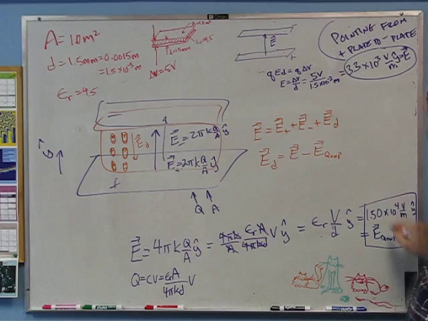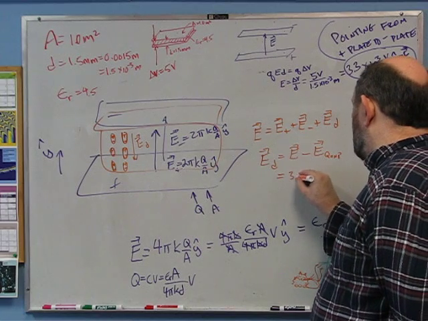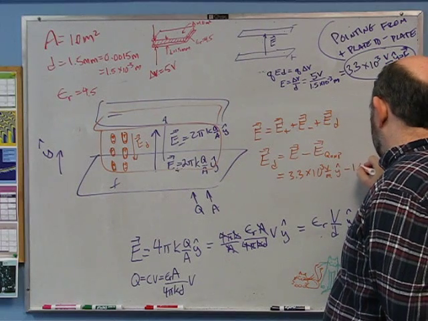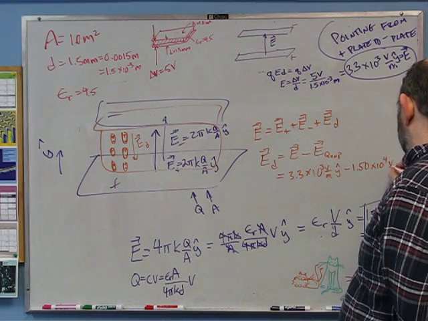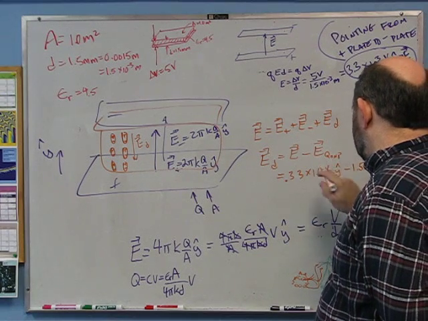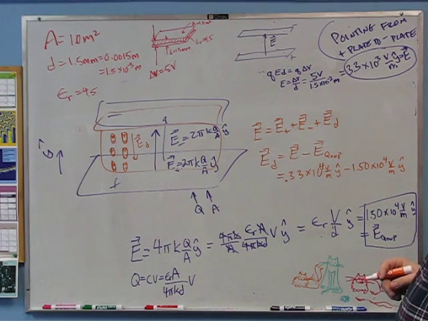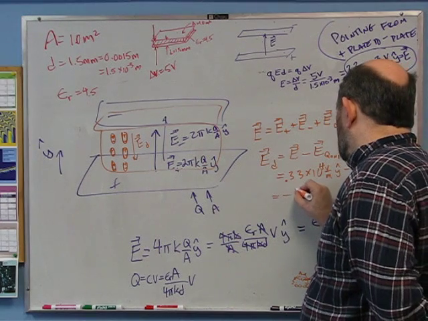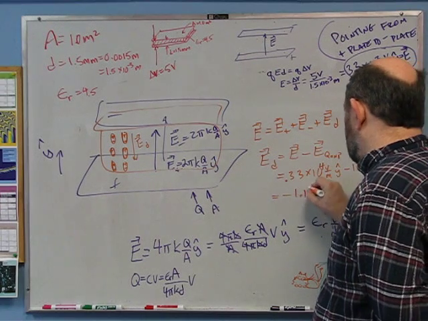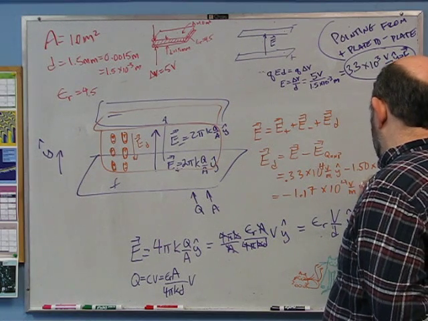What? Well, because Q on P is E plus E minus. That's what we just did. So now I can say that the total electric field is 3.3 times 10 to the 3 volts per meter y hat minus 1.50 times 10 to the 4 volts per meter y hat. So to make this easier to look at, I'm going to turn the 3.3 times 10 to the 3 into 0.33 times 10 to the 4. So if I subtract 1.5 from 0.33, what do I get? I get minus 1.17, right? So it's going to be minus 1.17 times 10 to the 4 volts per meter y hat.